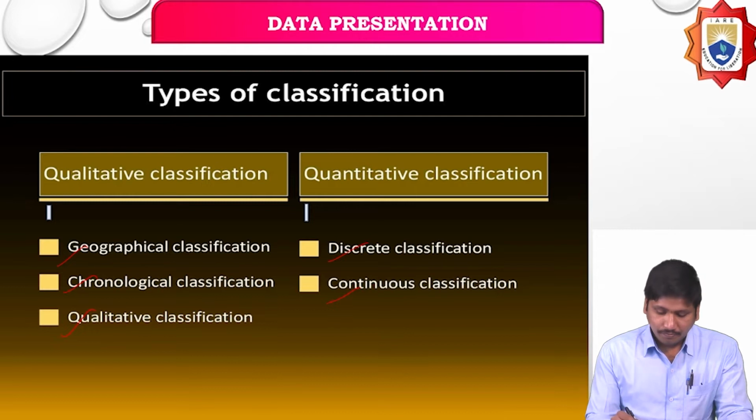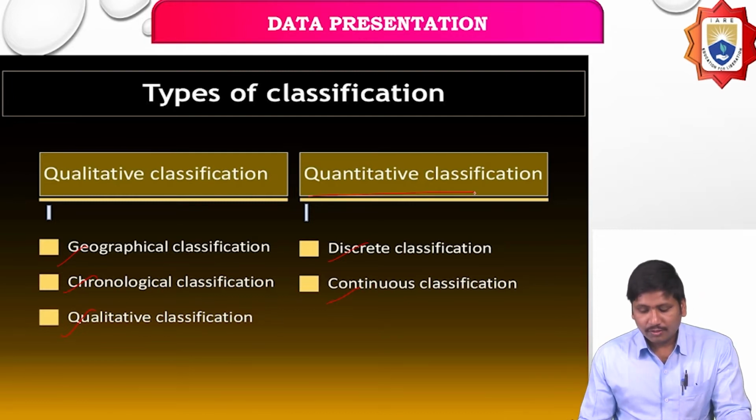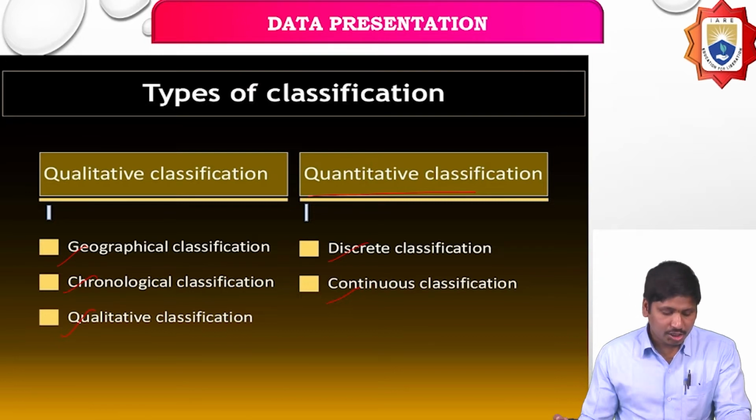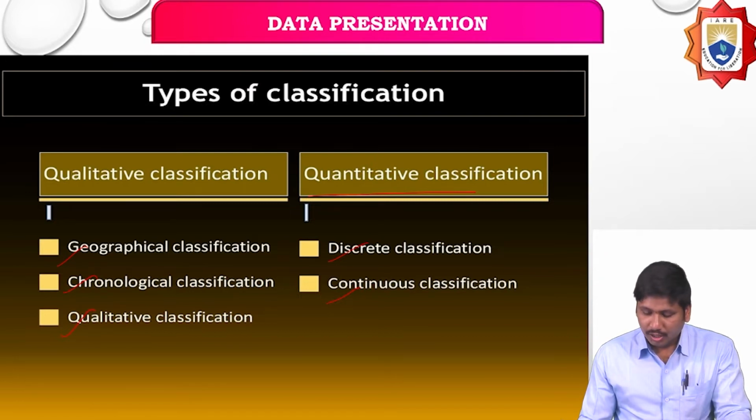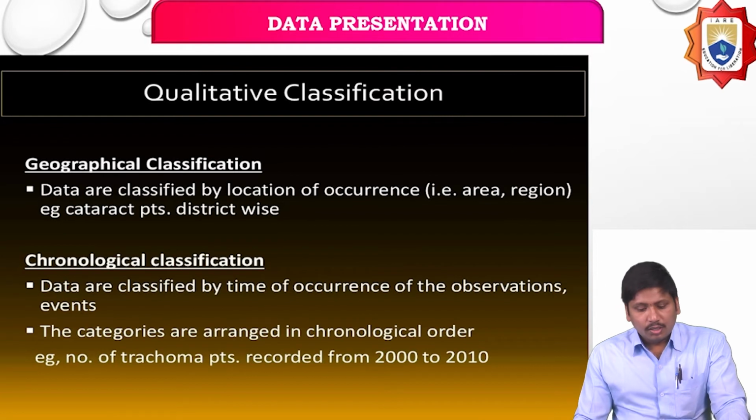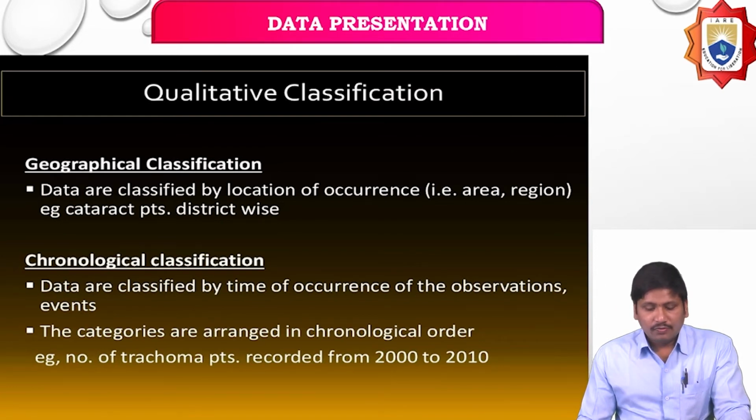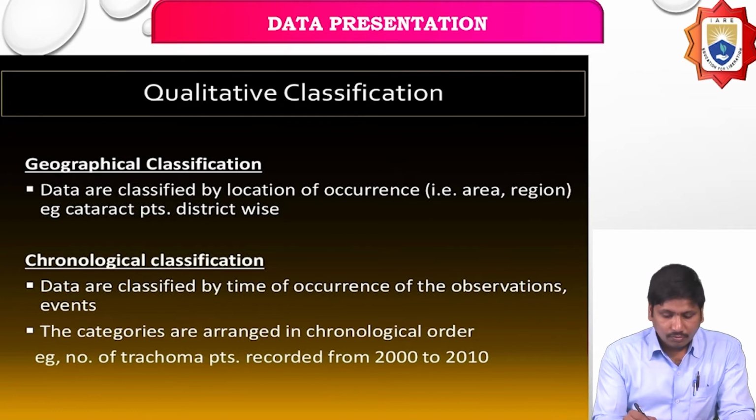Similarly, quantitative classification is divided into two categories: discrete classification and continuous classification. So what is qualitative classification here? Let's see one by one.